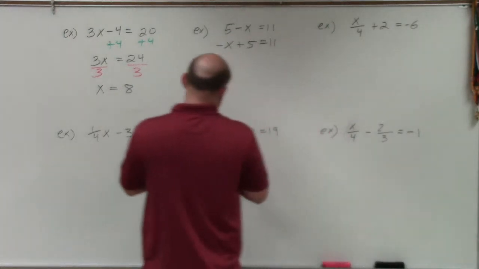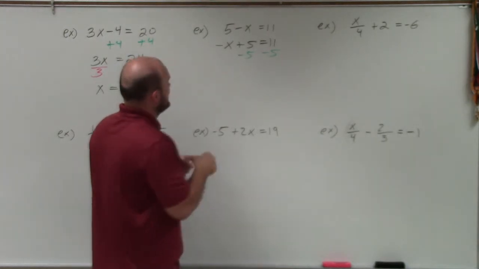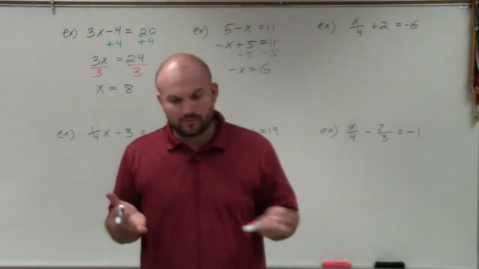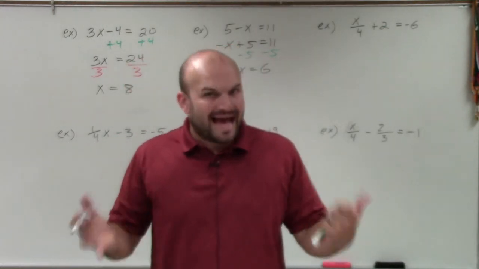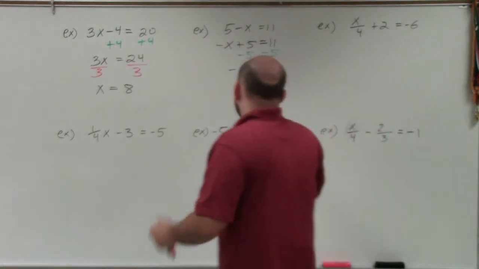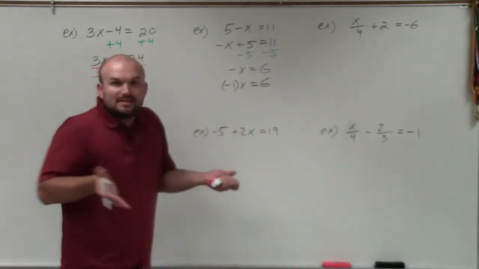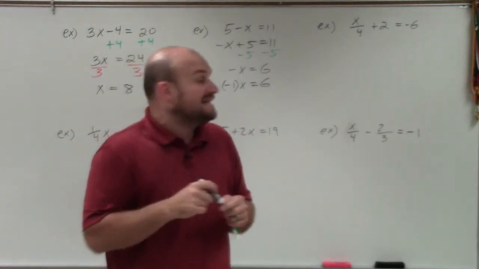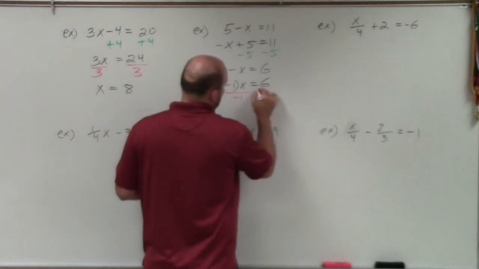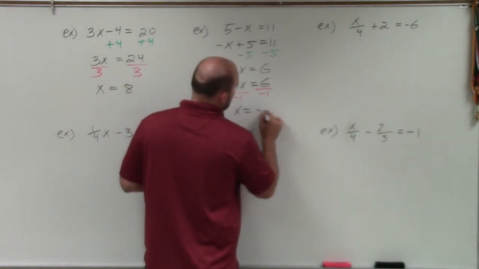So to undo adding, I'm going to subtract 5 from both sides. Now I have negative x equals 6. Again, ladies and gentlemen, we're not trying to solve for negative x. We're trying to solve for x. So I need to get rid of that negative. What I have here is negative 1 being multiplied by my x. That's what negative x means, negative 1 times x. So I need to undo multiplying by negative 1, and to do that I'm going to divide by negative 1. By doing that, I now obtain x equals negative 6.